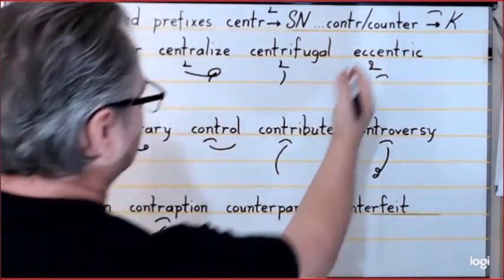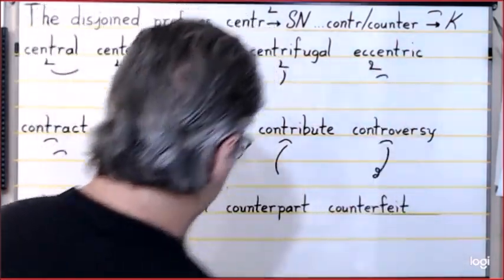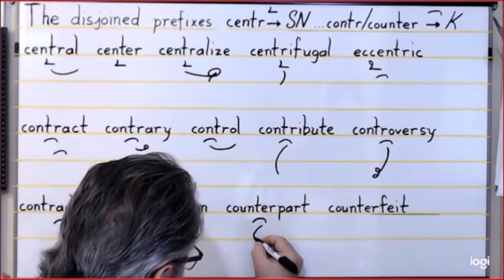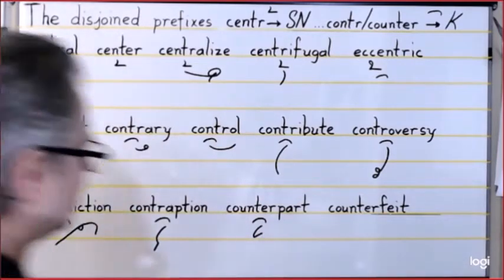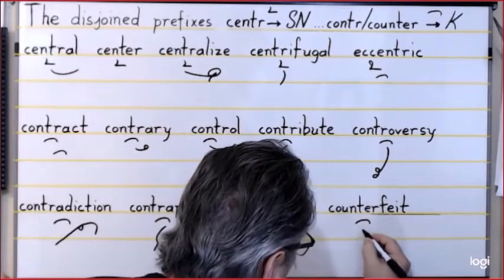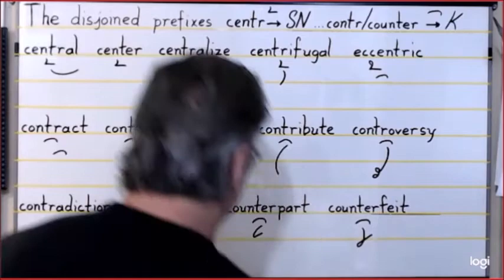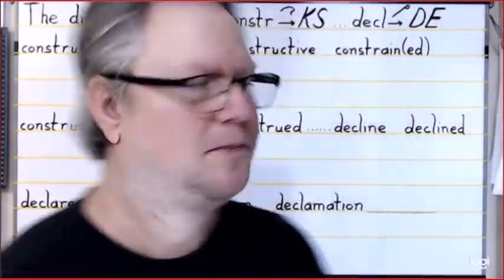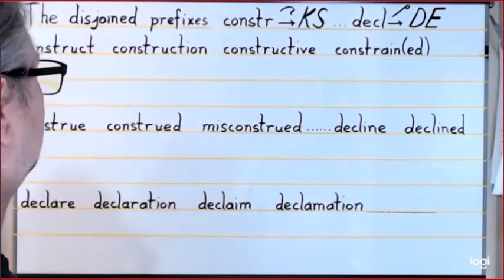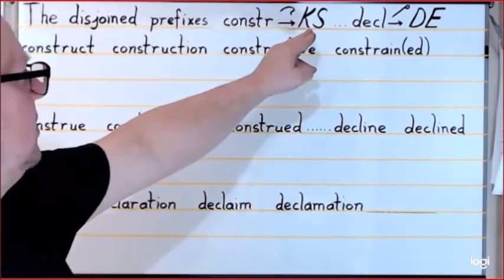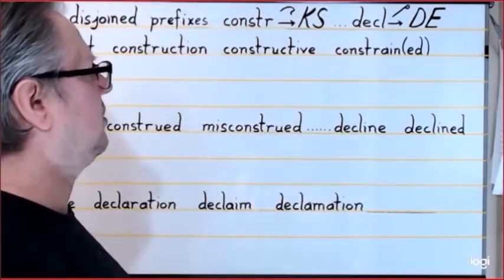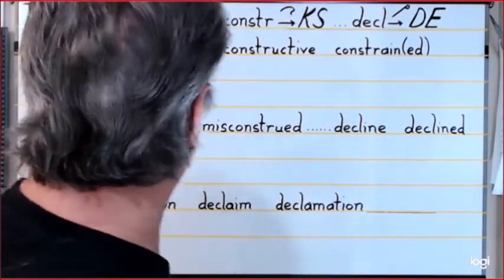Counterpart, and here we're encountering encounter, if you will. So for counterpart is the K above the line, and then a P and a T. For counterfeit is a K above the line, then F, E, T. The disjoined prefix contra is represented by a KS above the line. The prefix decla is represented by a DE that is above the line.